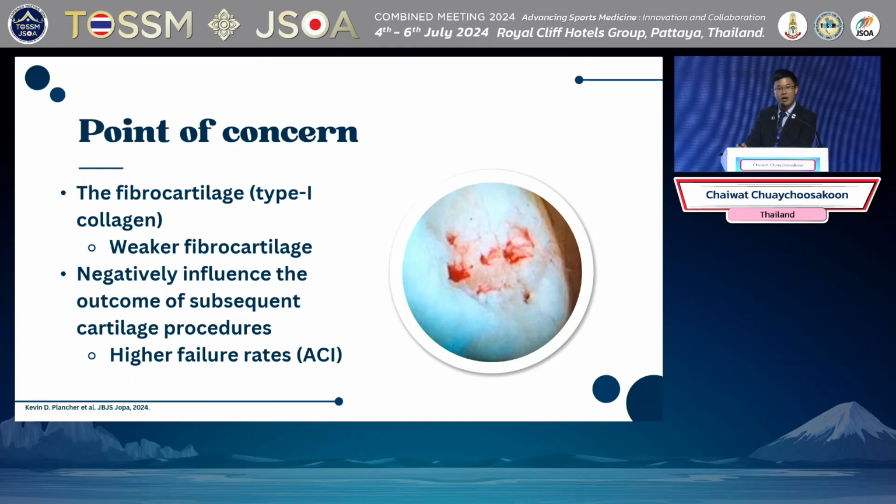There are some points of concern with this technique. The first one is that the healing cartilage is fibrocartilage, which is weaker. The second one is that when microfracture fails and you do a second operation with ACI, we found a higher failure rate of ACI compared to primary ACI.